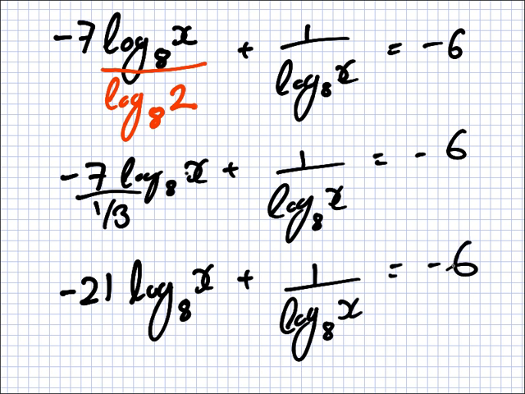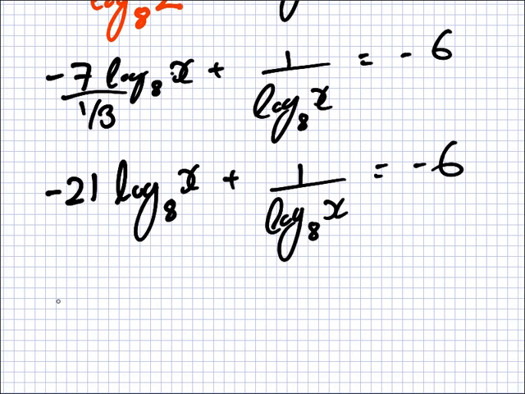Okay. Now, does anybody know what to do next? Multiply. Very good. By what? Minus 6. No. Minus 2. No. 1 over. Minus 6. No. Minus 2. No. You divide both sides by log. No. You multiply everything by log 8x.